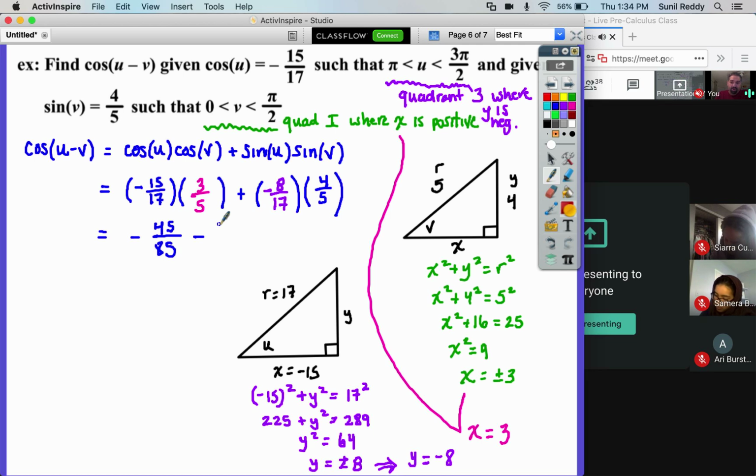8 times 4 is 32. 17 times 5 is still 85. And now we just add the two fractions together because we have the same denominator. They're both negative, so we have negative 77 over 85, which is the answer. Questions?